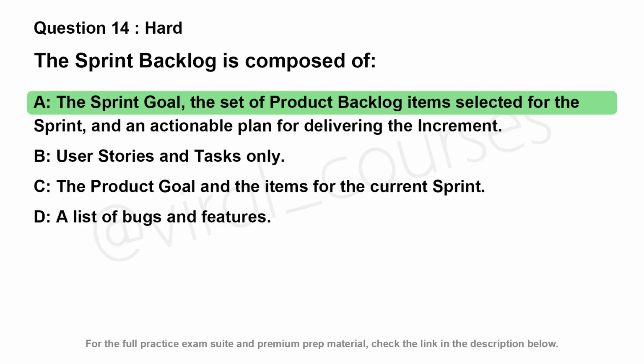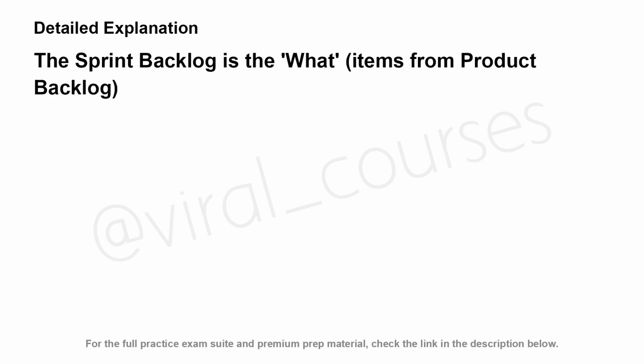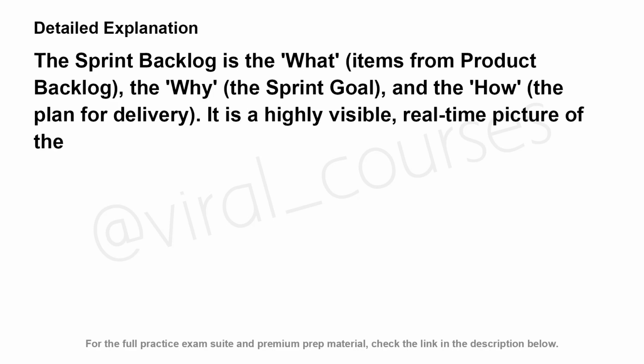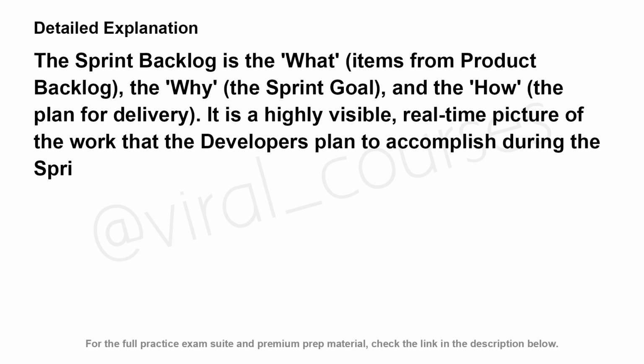The correct answer is A. The sprint backlog is the what, items from the product backlog, the why, the sprint goal, and the how, the plan for delivery. It is a highly visible, real-time picture of the work that the developers plan to accomplish during the sprint to achieve the sprint goal.